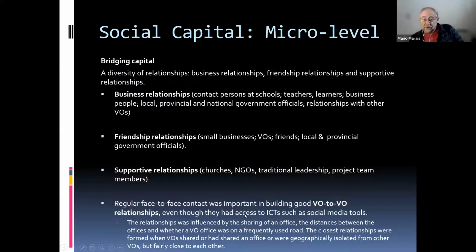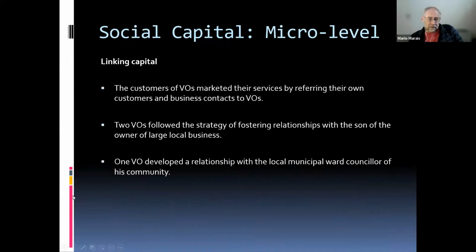Face-to-face contact was important to them. When last have I seen you? I mean, I've talked over email or whatever, but when last have I seen you? And there were close relationships where people paired up. So we had three pairs of VOs that worked together in the office because they like to work together. I just want to get to one more.